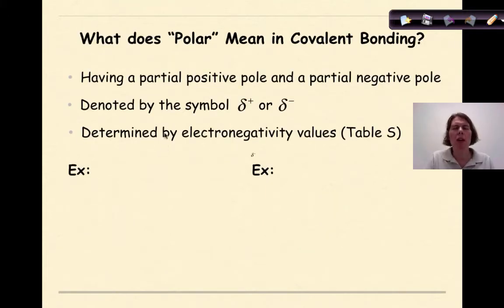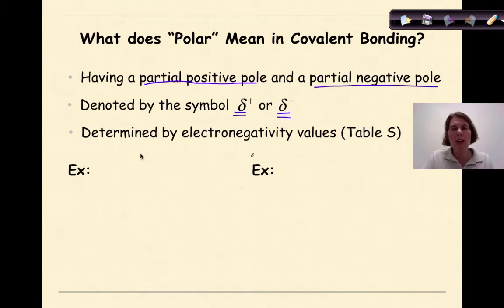So what does polar mean in covalent bonding? Most of the time when people talk about something being polar, they think about a north pole or a south pole. So in chemical bonding, a polar bond means a bond that is going to have a partial positive pole and a partial negative pole. And when we represent these poles, a lot of times we'll use a lowercase delta symbol. So it looks like almost an incomplete 8. So this means slightly positive or slightly negative.